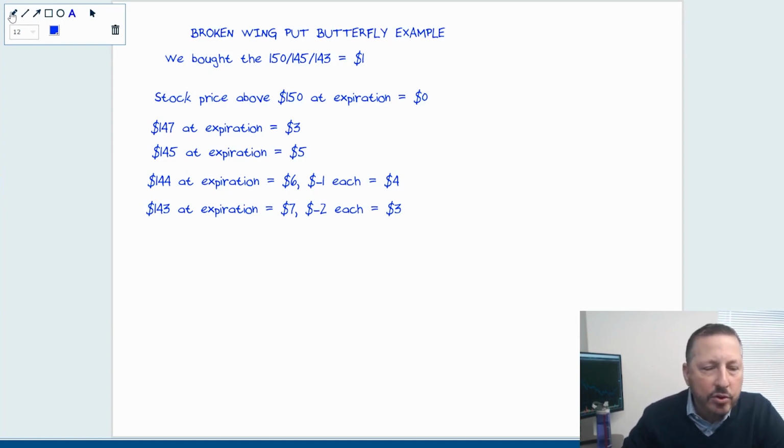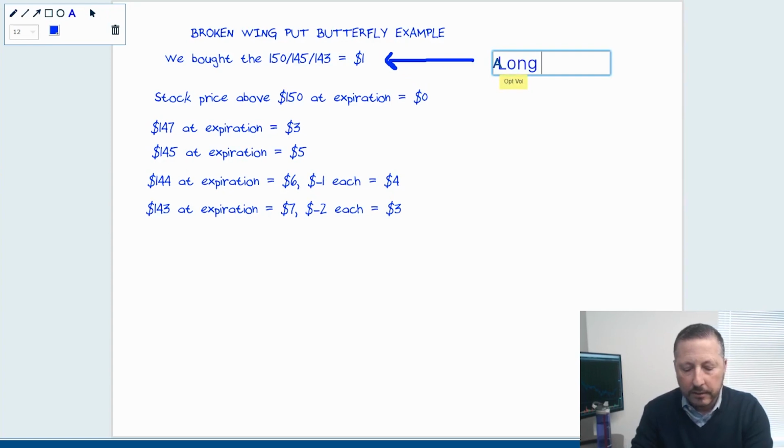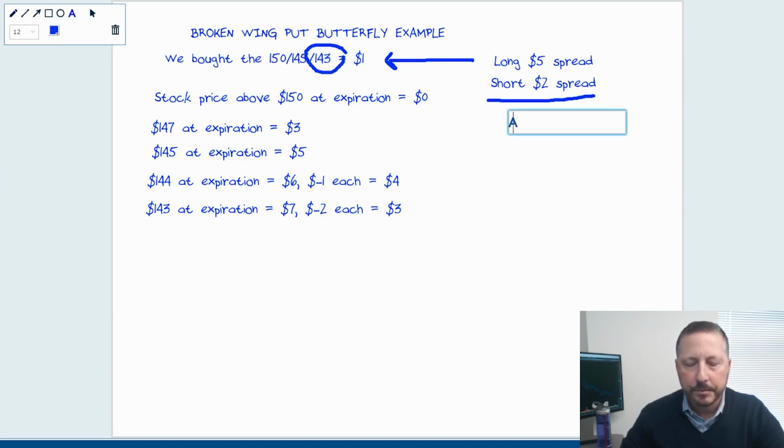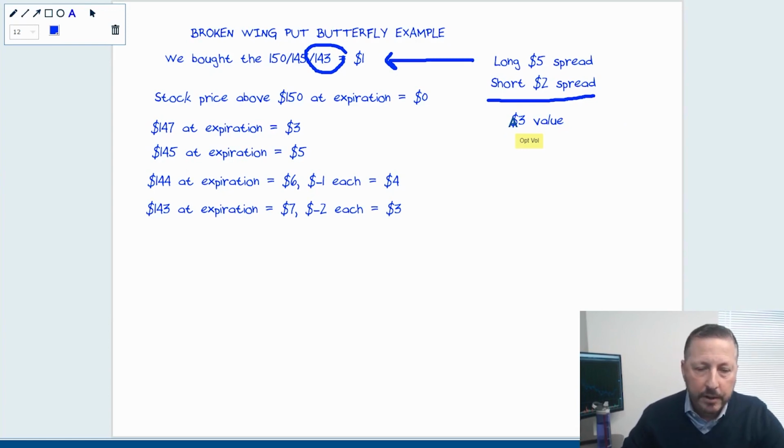But if we go back to the strikes up here, knowing that we have a long $5 spread and a short $2 spread, we can tell from that if the stock went below the lowest strike, this will never be worth less than $3. Where in the regular butterfly, once we hit that end strike and it went beyond that, the spread was worth 0. So let's play this out here.